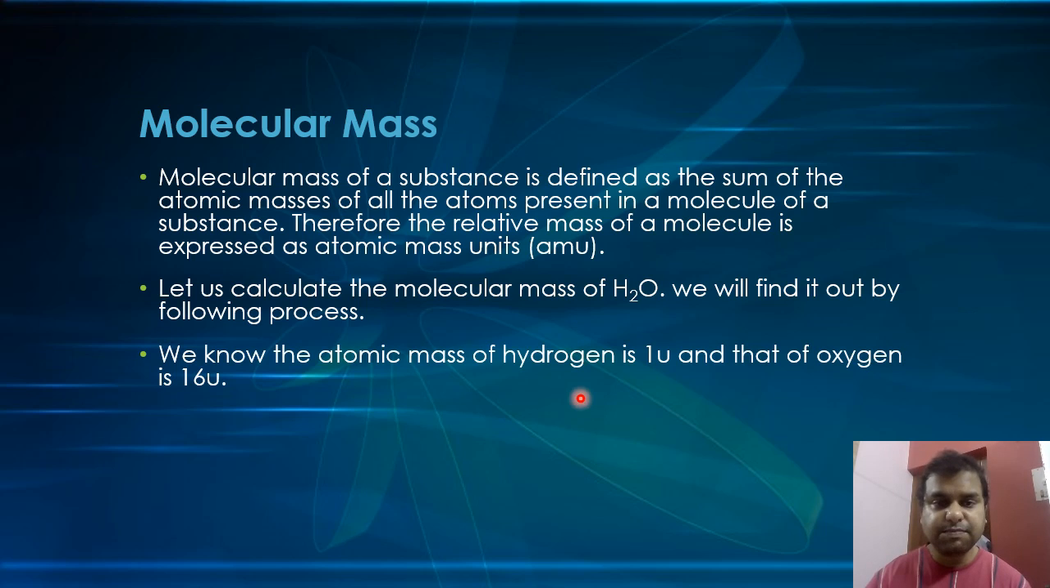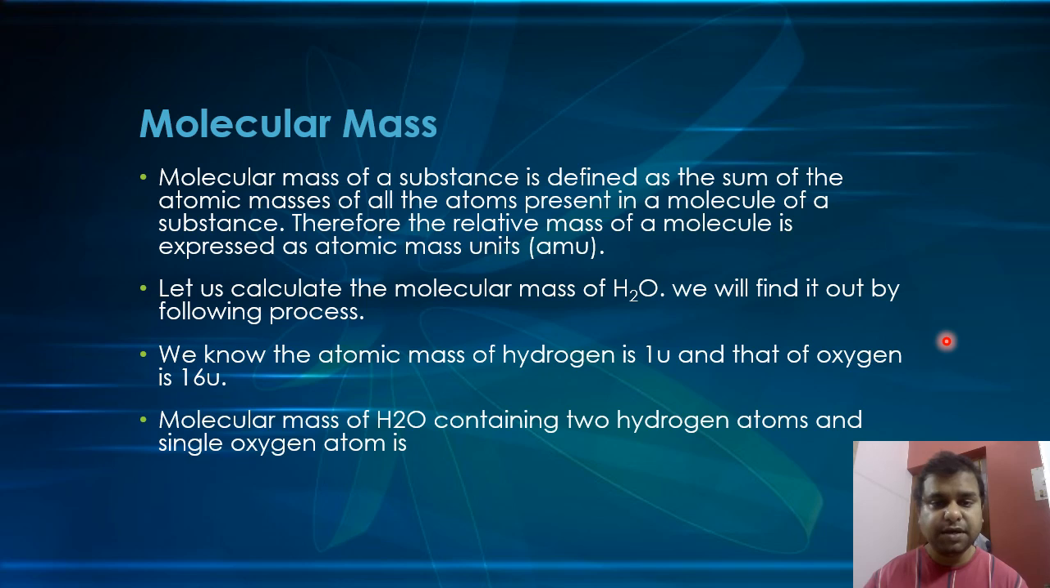And here in this example, we are given water, wherein two atoms of hydrogen, each with an atomic mass of 1, combine with 16 of oxygen. So that would be a total of 18. The molecular mass would be, in this case, 18. So we say 2 into 1 plus 1 into 16. That gives us 18 atomic mass units, or just 18 units.